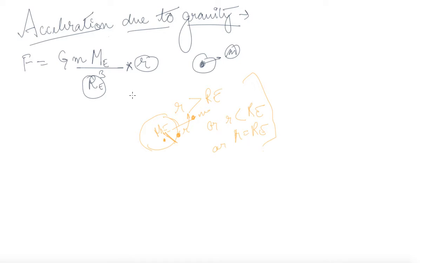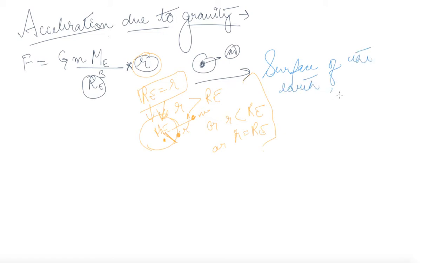Now if we are talking about the gravitational force of attraction on the surface, then we know that R_e is equal to r. So first we will concentrate our discussion on the surface of the earth. Only then we will be able to calculate the acceleration due to gravity.